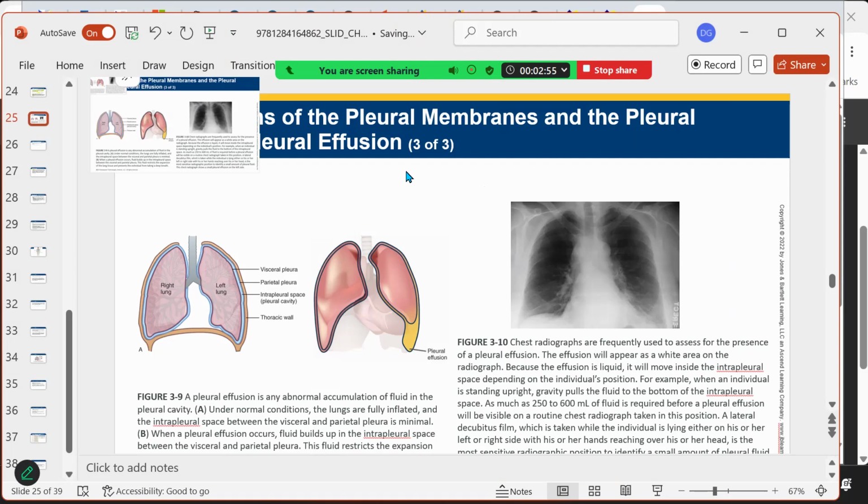So pleural membranes and the pleural effusion, this shows you a picture of where the fluid might go. Fluid tends to go down, air tends to go up. So in a pleural effusion, we're going to find the fluid usually at the base between the lung and the chest wall. And we're going to drain it out of there and then analyze it.